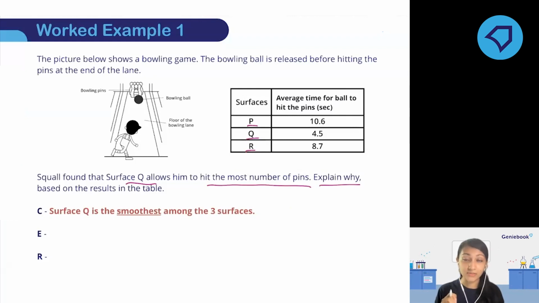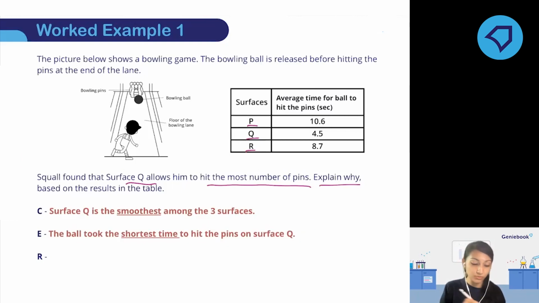And then what is the evidence? Remember, evidence is looking at the data. So what do you get from the results? How can you tell that this is the smoother surface? Victoria mentioned average time taken is the least. Do you guys agree? Shortest amount of time. Yes, okay, so the rest of you agreed. Good. Shortest time to hit the pins on surface Q, because if you look at the time taken, it's only 4.5. And then finally, the reasoning part is the part where you give your final answer.